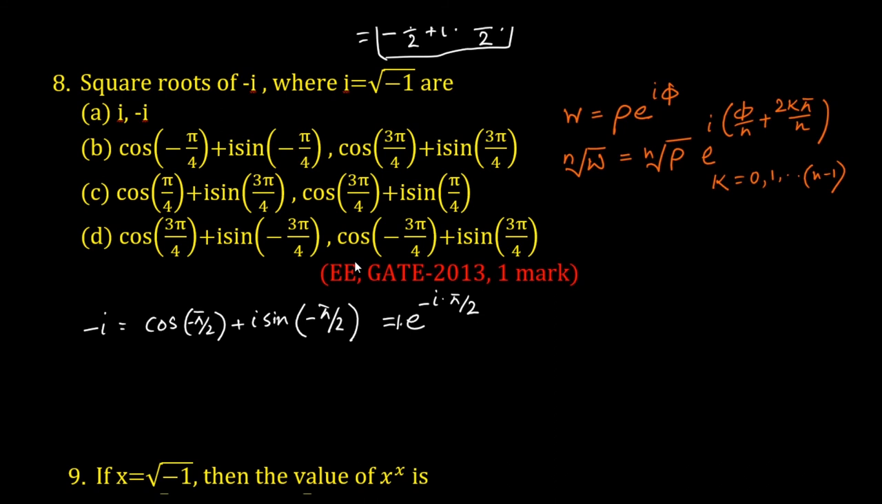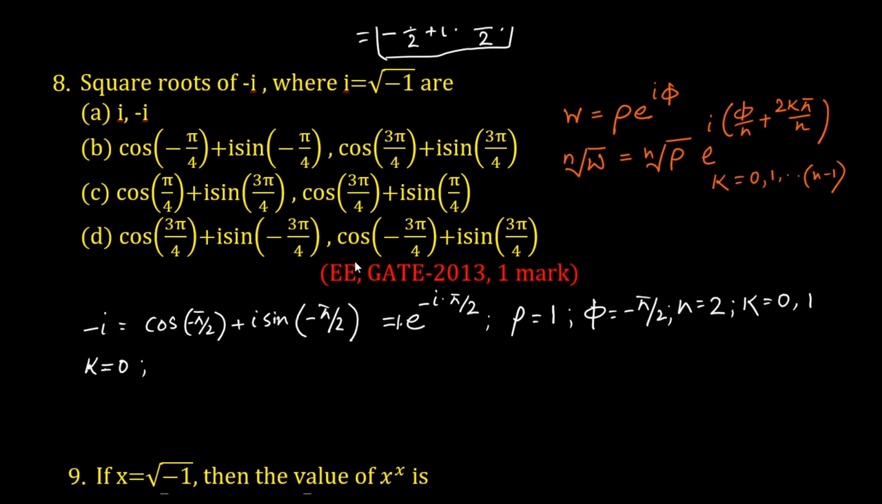So in this problem, if I compare with our formula, rho is equal to 1, phi is equal to minus pi by 2, and n is equal to 2, since we need to find the square root. Therefore k will be either 0 or 1. For k equal to 0, we will get one square root, and for k equal to 1, we will get another square root. Fine, let us find.